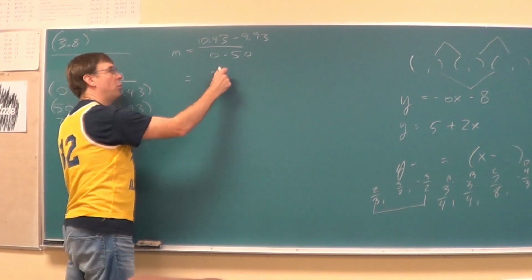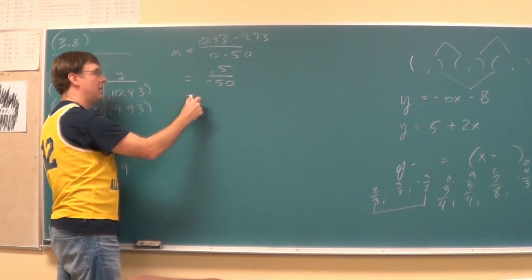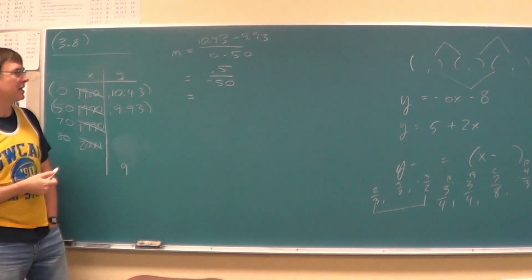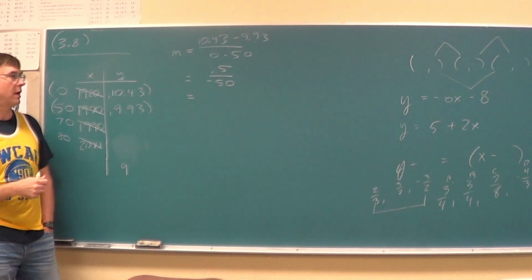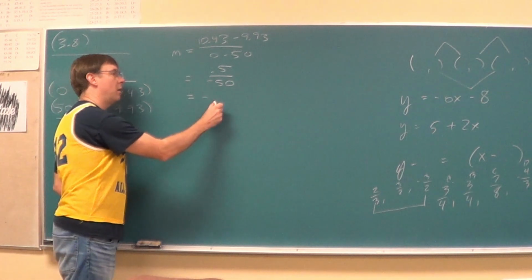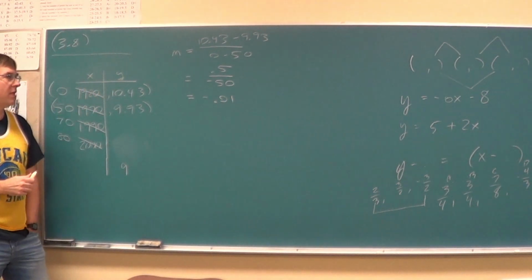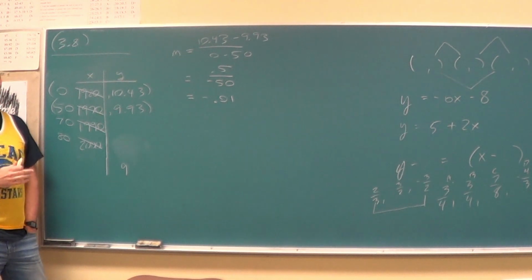On the top, that's a 0.5. On the bottom, that's a negative 50. You're not supposed to have fractions with decimals in them, so grab your calculator and just punch in 0.5 divided by negative 50. That'll be negative 0.01. I would always hesitate there and think, is a negative slope what we were expecting?